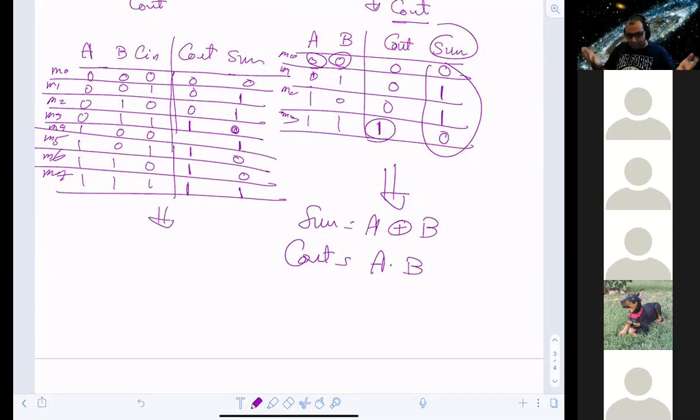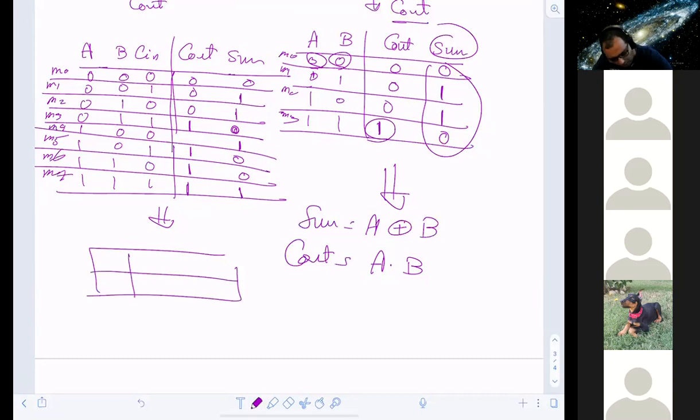Yep. So how many Kmaps should I get out of this? 2. So this is a 3 variable Kmap. One will be for the sum, one will be for the carry out. So 1, 2, 3, and here we have A, B, C, and 0, 1, 0, 0, 0, 1, 1, 1, 1, 0. 0, 1, 3, 2, 4, 5, 7, 6, right?